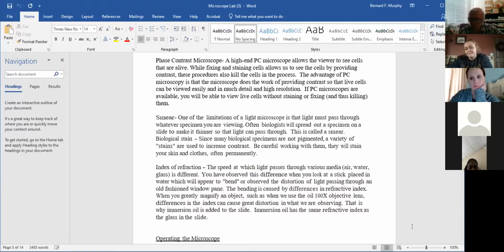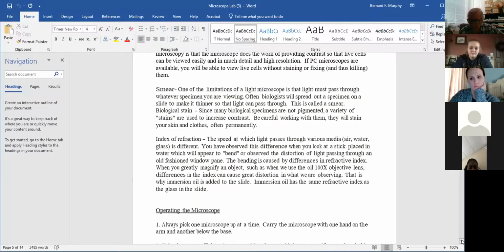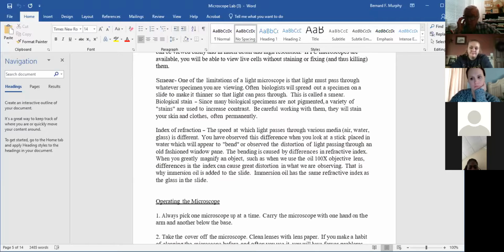Okay, index of refraction, I'm not going to ask you anything about index of refraction. That just means that the light bends when it goes from one medium, like air, into another medium, like water.